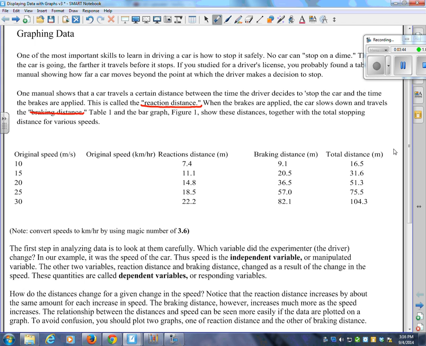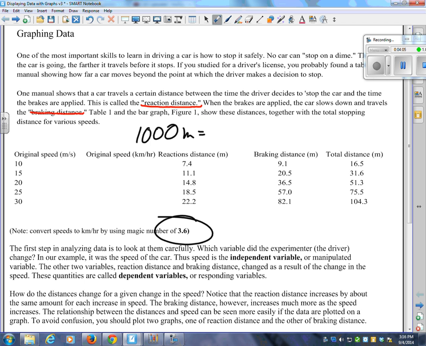Does anyone know the magic number from meters per second to kilometers per hour? I'll give you a hint. It's 3.6. It's magic. Do you want to know where the magic comes from? Because there's never anything really is magic. Do you want to know why it's 3.6? It's because how many meters in a kilometer?